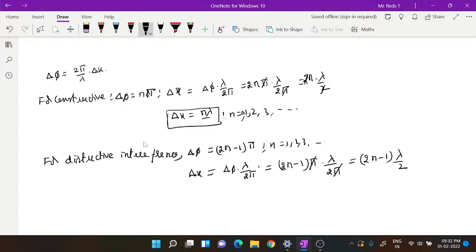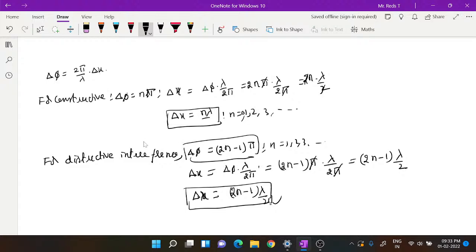These are odd multiples of lambda by 2 for the path difference delta x. When delta x is 2n minus 1 into lambda by 2, you will get destructive interference. That means minimum amplitude and hence minimum intensity. So for destructive interference, this is the path difference condition, and this will be the phase difference condition. For constructive interference, this will be the phase difference condition.